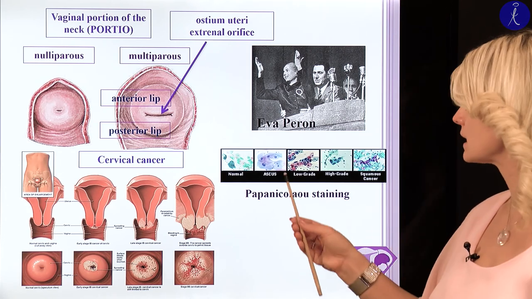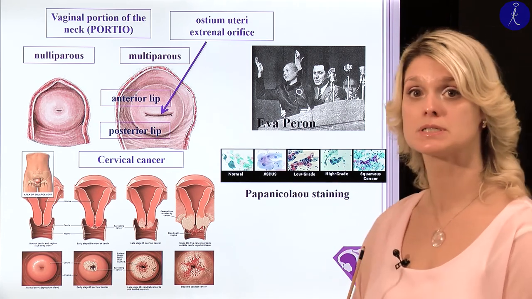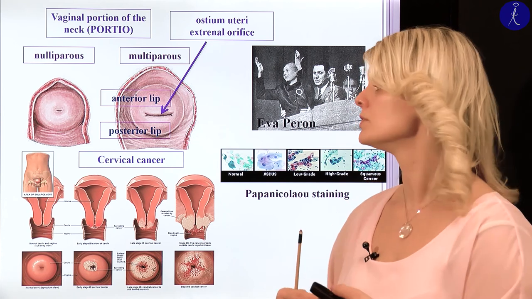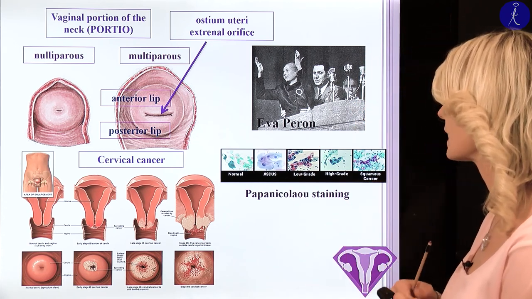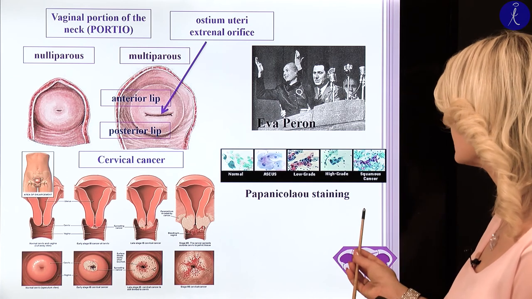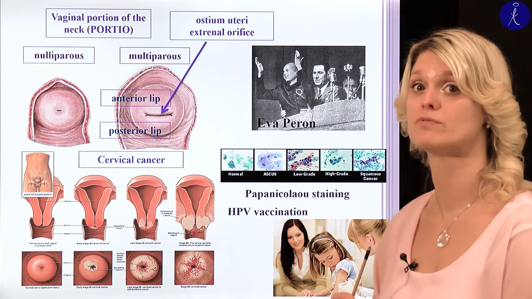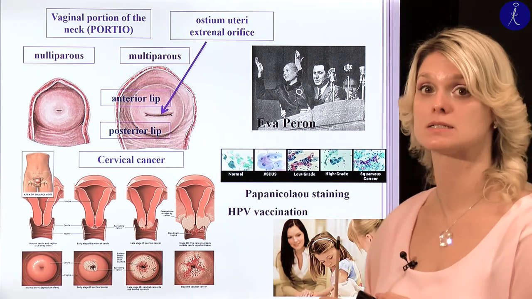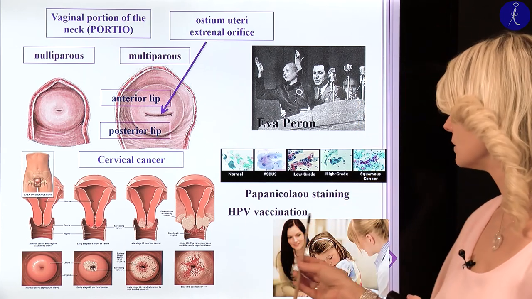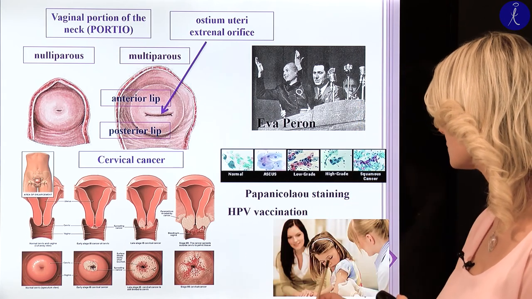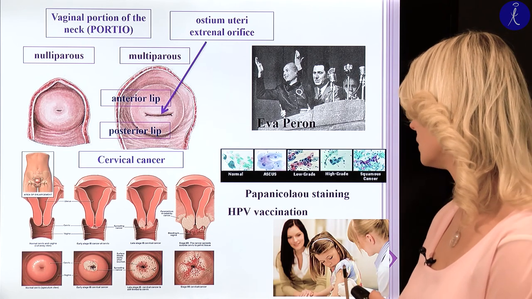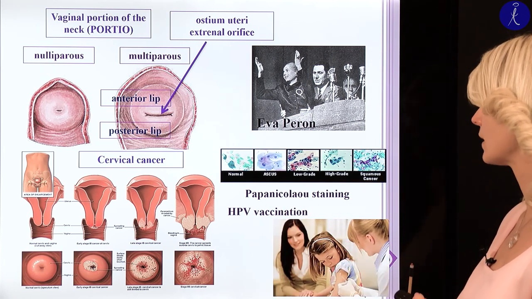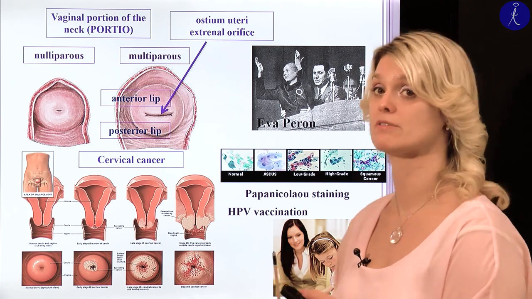With this staining, we can examine the abnormal cell types, and this is what we can do every year or every second year to check for this cancerous condition. And it is very important to know that we now have vaccination, because the human papillomavirus is behind this abnormality. And now young women, so girls around 12 years old, have the possibility to get the vaccination against this virus, which can cause cervical cancer.